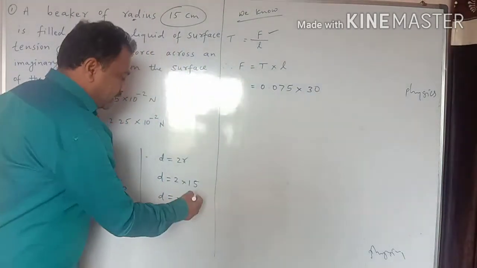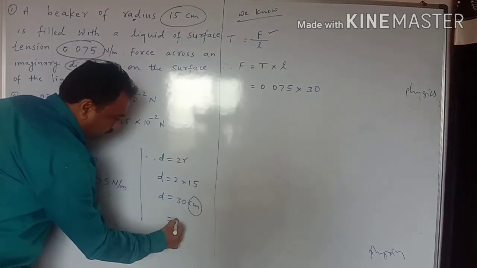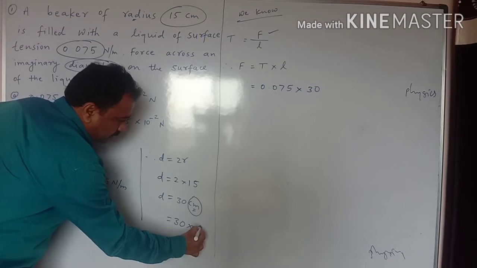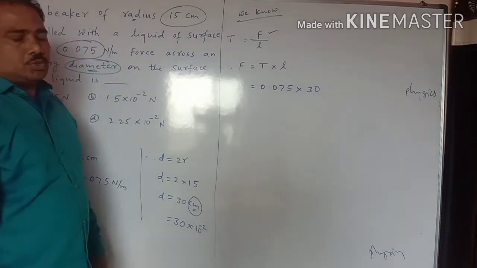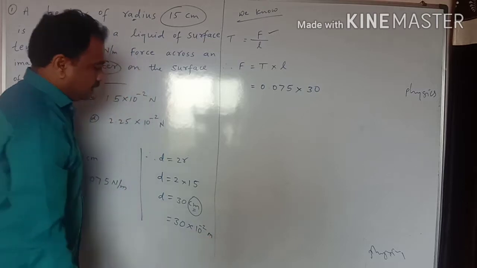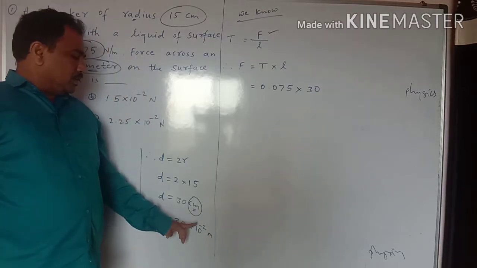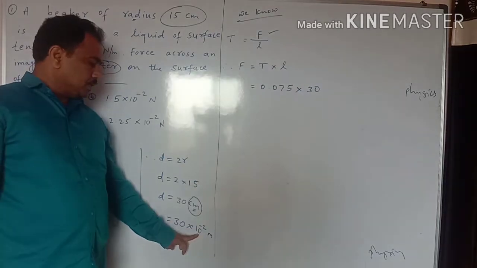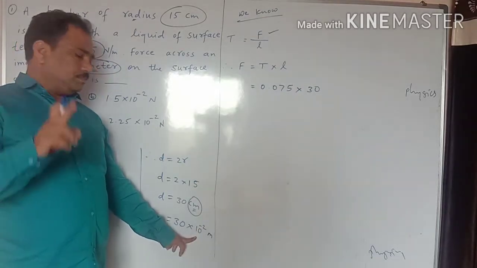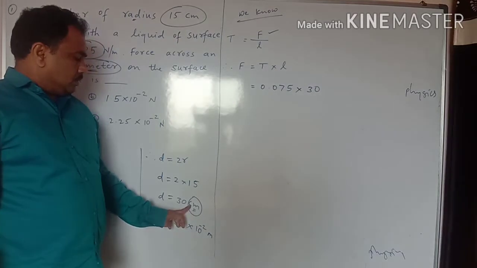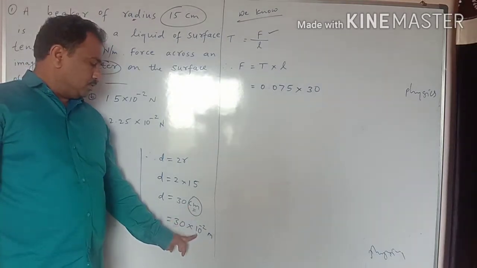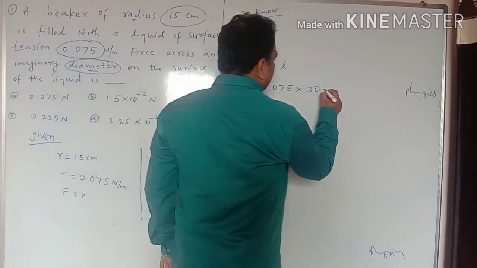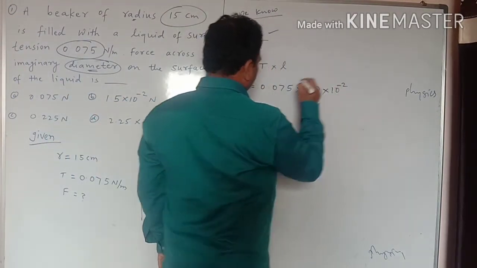Centi stands for what power of 10? So 30 into, if centi is there, then you can put 10 to the power minus 2 meter. You should remember that 1 centi means 10 to the power minus 2 meter. So instead of centimeter, you can use 10 to the power minus 2. Always remember this.